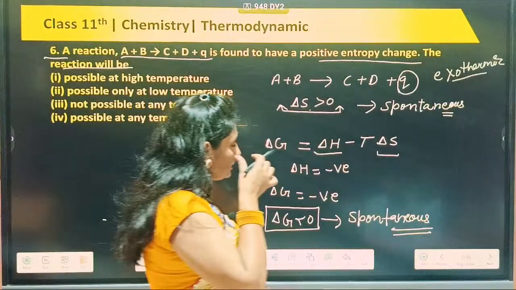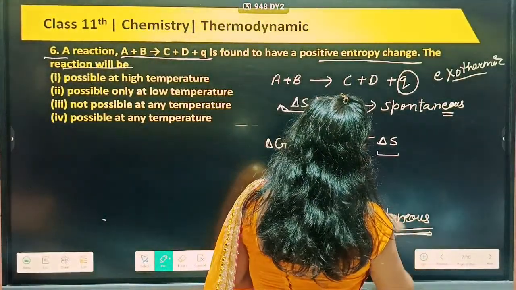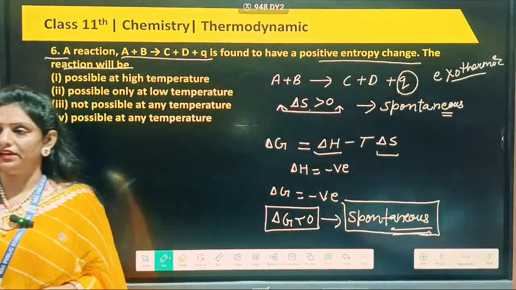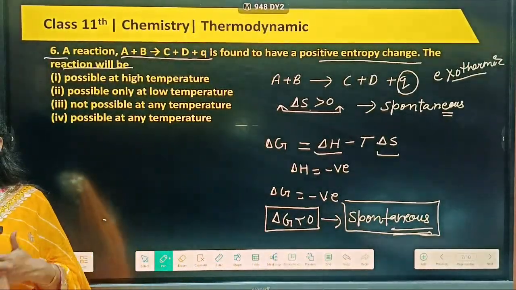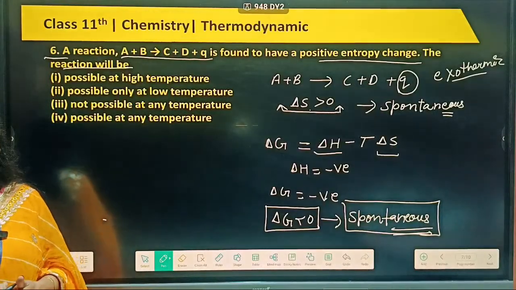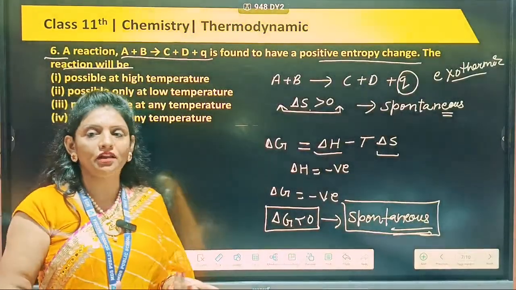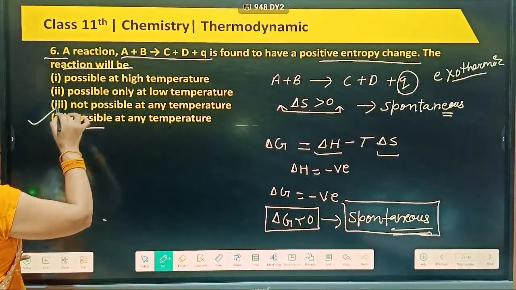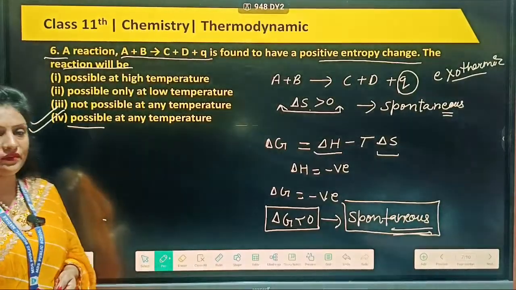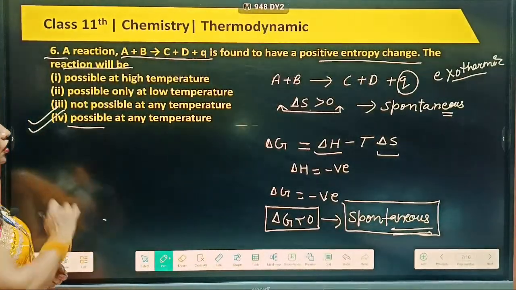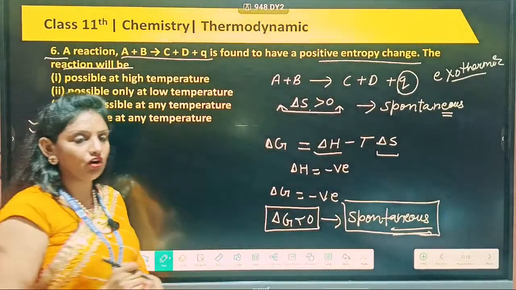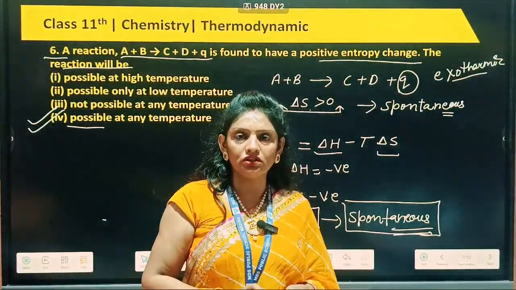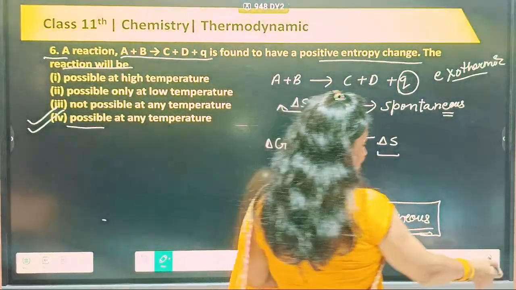Means, students, this reaction is spontaneous, and a spontaneous reaction is one which occurs by itself, without any external agency. Clear or not? So we need not provide any temperature to this one. So at any temperature, this reaction can be possible. So here option 4 will be the right option for this. This question is done. Is it clear to you or not? Yes.